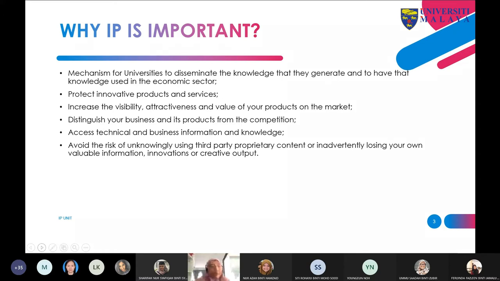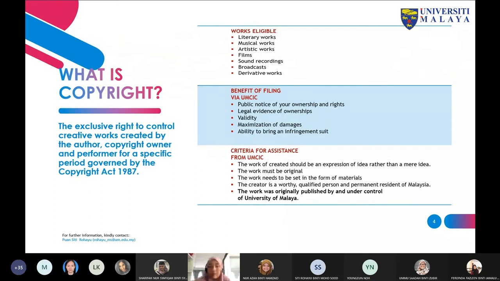So these are some of the things that you can see here on the slide, why IP exists, why we have laws on this. And it serves all these different purposes by using different IPs. So some IPs, for example, like trademarks, allow you to distinguish your business and products from your competitor. Like patents, they allow protection for innovative products and services, and access to technical and business information and knowledge. So let's look at the next slide now and move on to copyright.